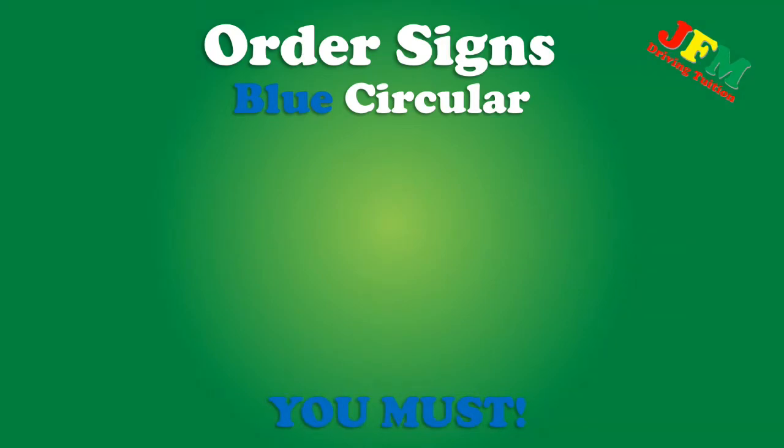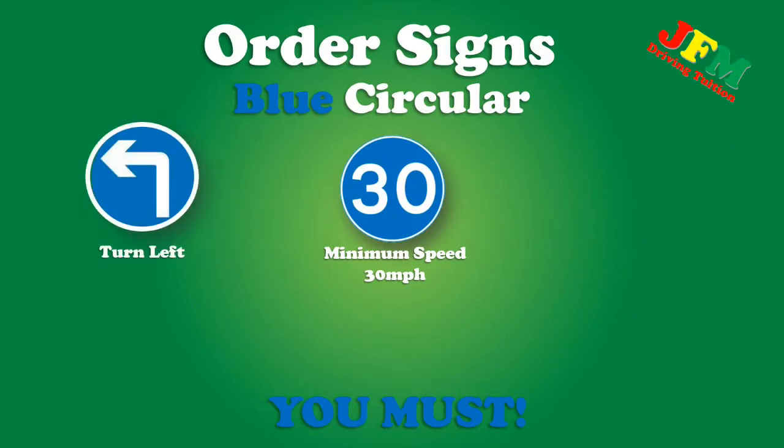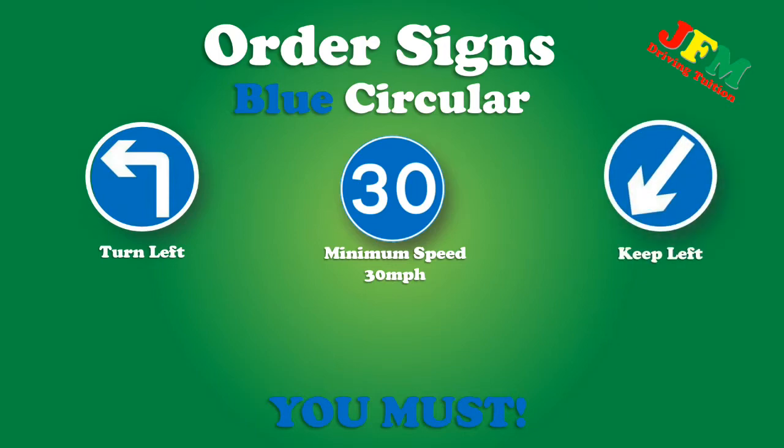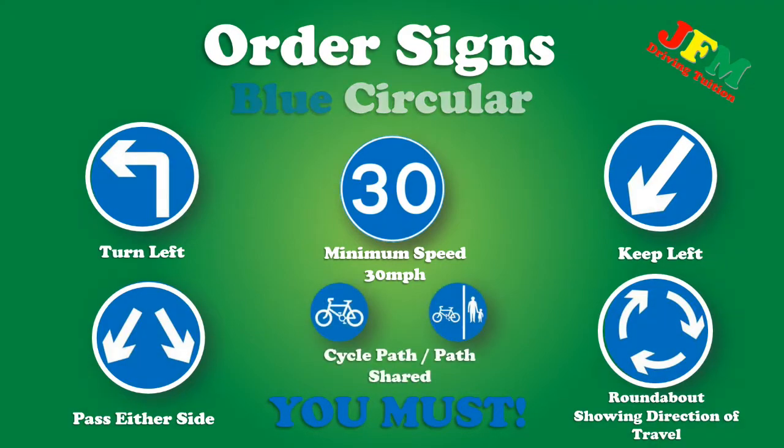In contrast, blue circular signs are also order signs, but they mean you must or you may. For instance, your speed must be at least 30 miles an hour. You must turn left, or must keep left. You may pass either side. This sign indicates a mini roundabout and shows that you must travel around in a clockwise direction. Some other examples are used to show cycle paths or shared paths that show which side of the path each group must use.